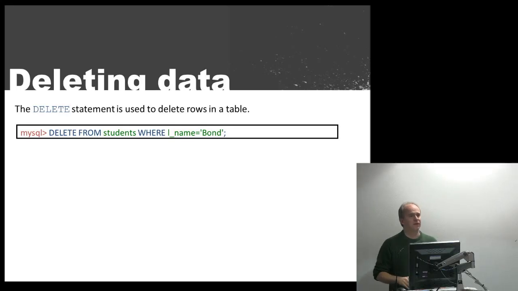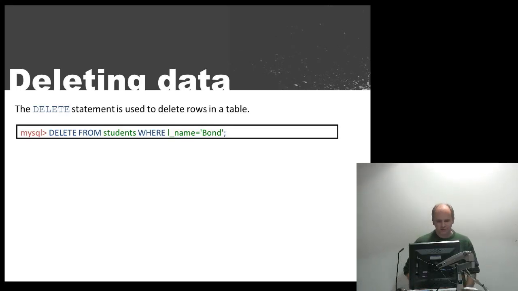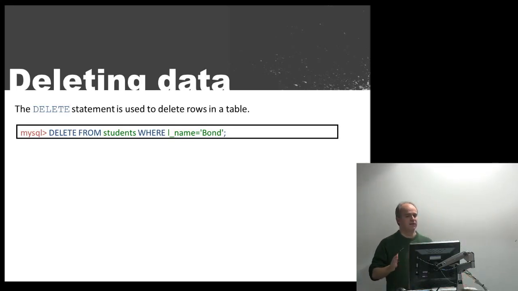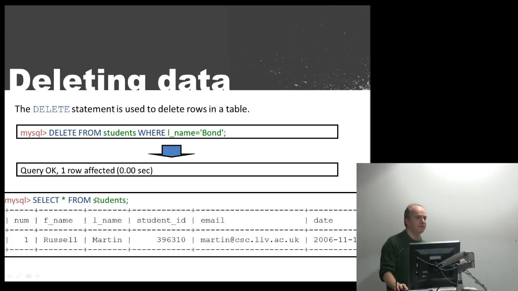And again, the statement is straightforward. You delete from a given table, and what you delete is the instance where the name is, in this case, Bond. So again, my query is accepted. One row has been affected. And if I display my table, now I have just one instance inside my table.